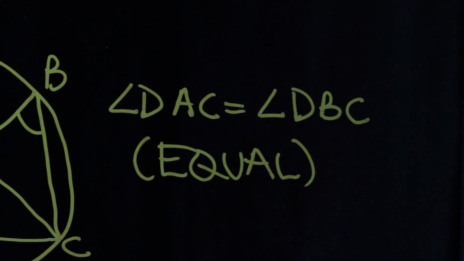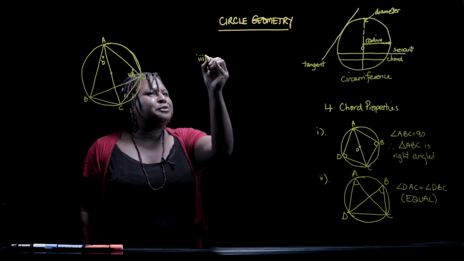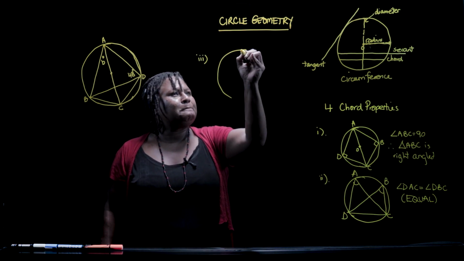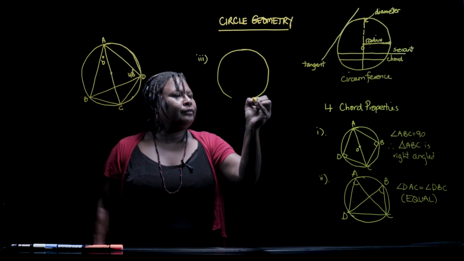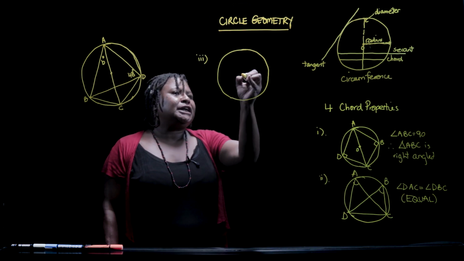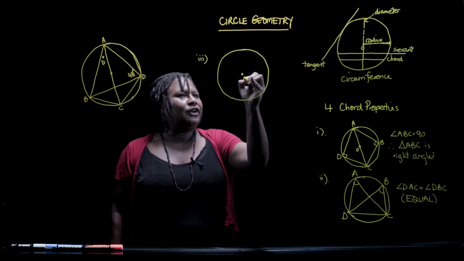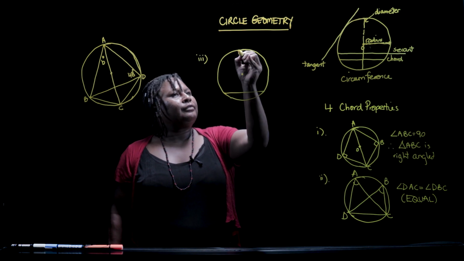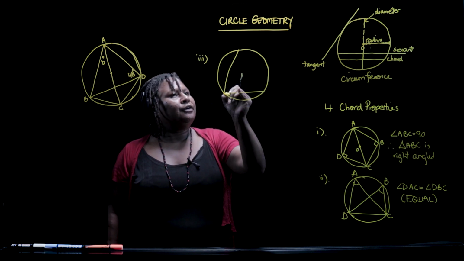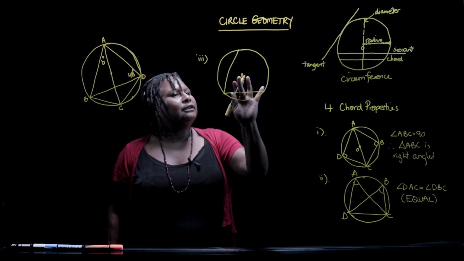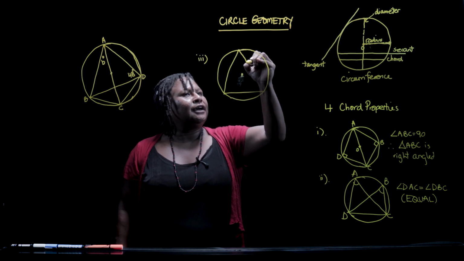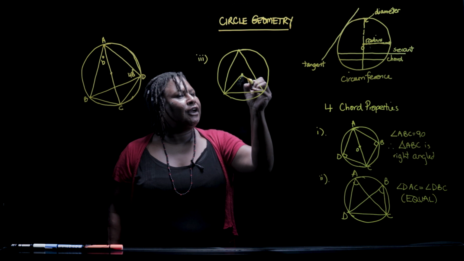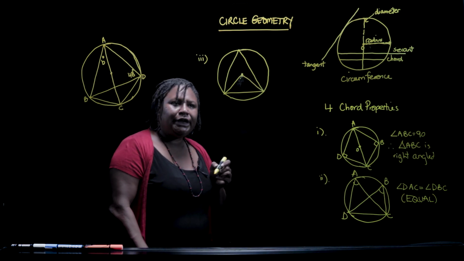Now, property number 3. They're not very difficult to remember, so long as you remember how the diagram looks. Property number 3, again, we need to mark the center of the circle. Here's our chord. We're going to draw this. An angle at the circumference and an angle at the center.